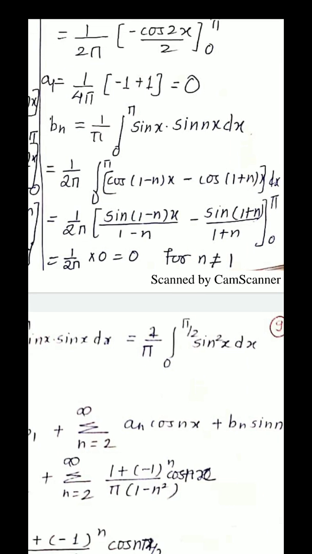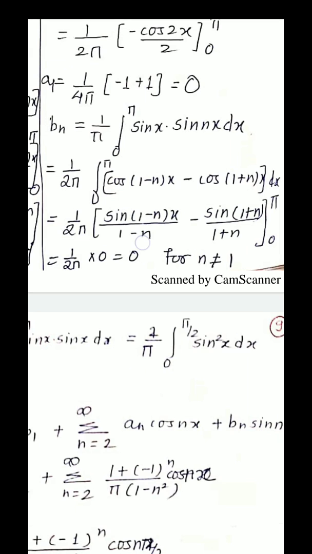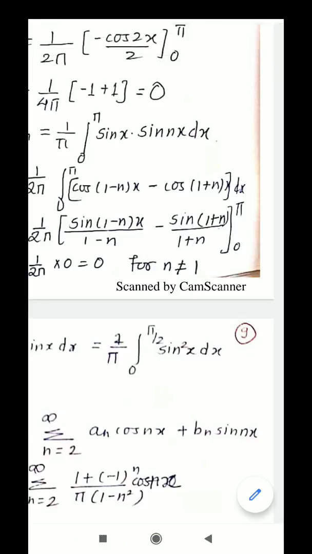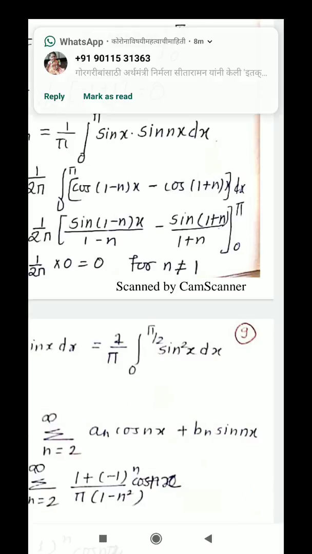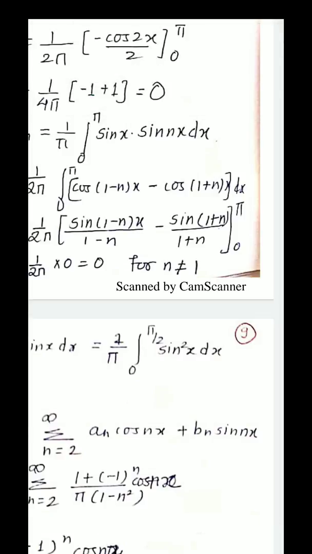is equal to 1 upon 2 pi into integration of cos, which is sin of 1 minus n into x upon 1 minus n, minus integration of this cos, which is sin of 1 plus n into x upon 1 plus n. The limit varies from 0 to pi. So if you put the upper and lower limits here, we know that sin n pi is 0 for all values of n. So sin of 1 minus n into pi is also 0, and sin of 1 plus n into pi is also 0. So the upper limit is 0, and the lower limit sin 0 is also 0.